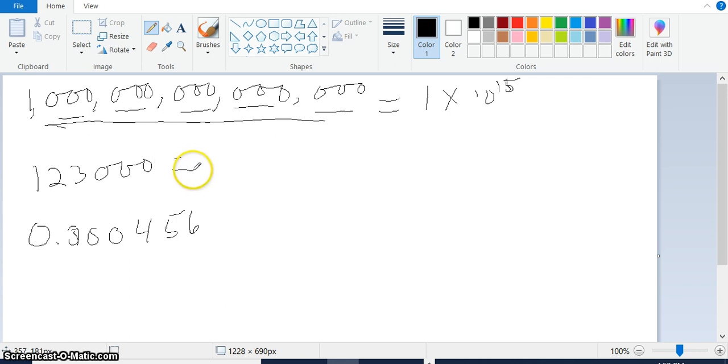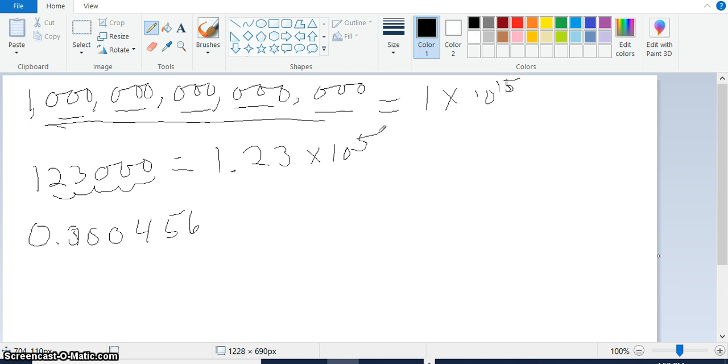All right, so for the next one, it's 123,000. If I put the decimal place behind the 1, it's going to be 1.23. Where was the decimal place originally? It was right here, so I moved it 1, 2, 3, 4, 5, right? So it's going to be 1.23 times 10 to the 5th. All right, so that's putting it in scientific notation.